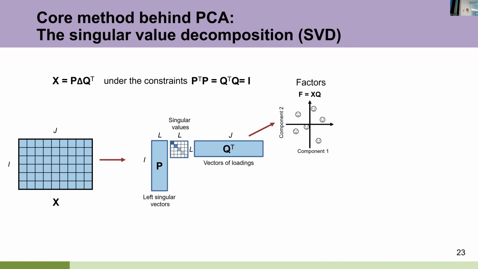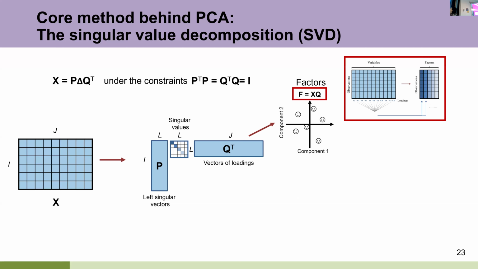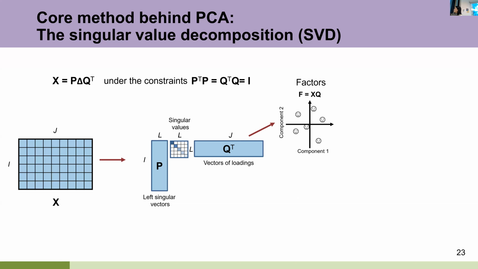You have one scatter plot for each two components. So you can represent a component with an axis, and then you just use the scores as coordinates. And so you can do a scatter plot for any two components. Make sense? And this is the linear combination we have here, how we build the factors.